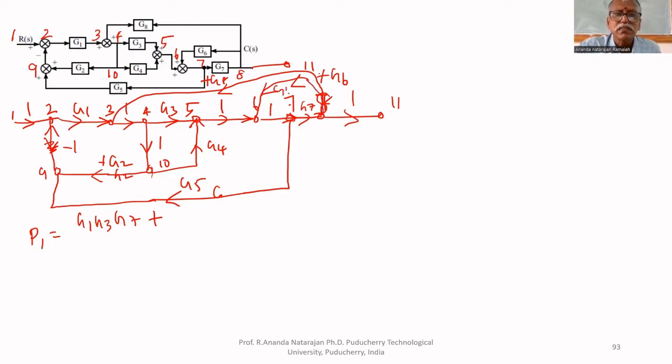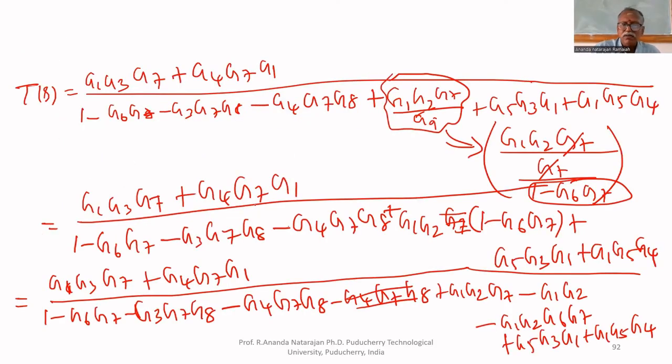That is G6. Okay. Now forward path. This is one forward path: G1, G3, G7 plus G1, G4, G7. What is the numerator? G1, G3, G7 and G4, G7.